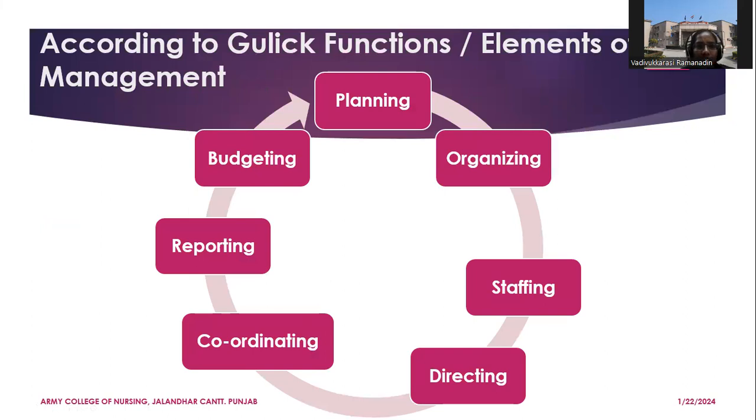Let's see the functions, or elements, of management according to Gulick. That involves mainly seven aspects: planning, organizing, staffing, directing, coordinating, reporting, and budgeting.